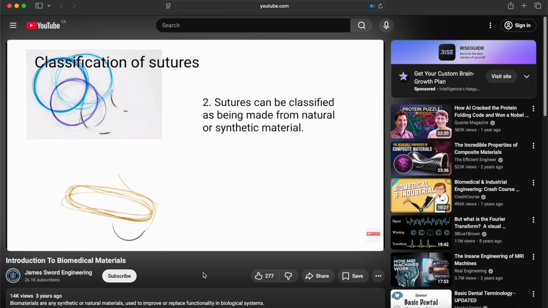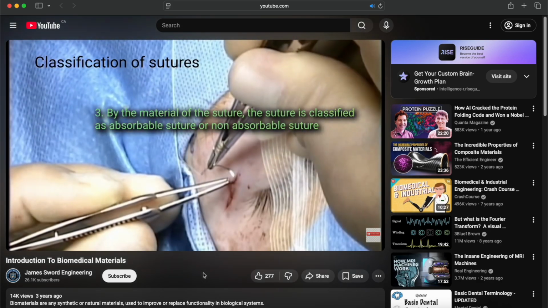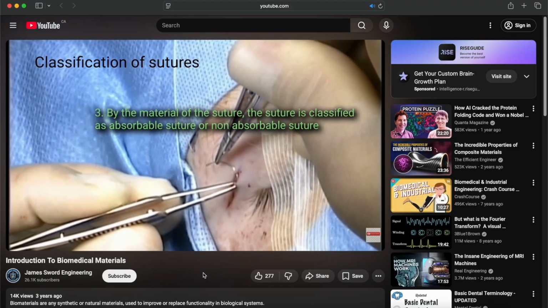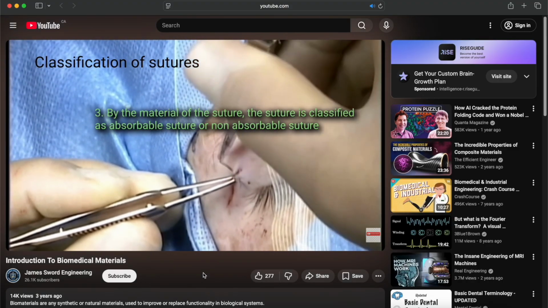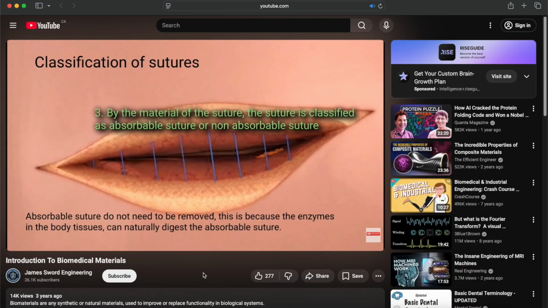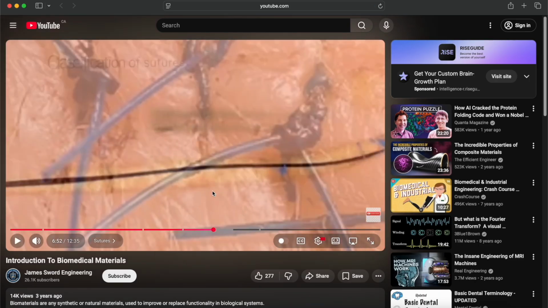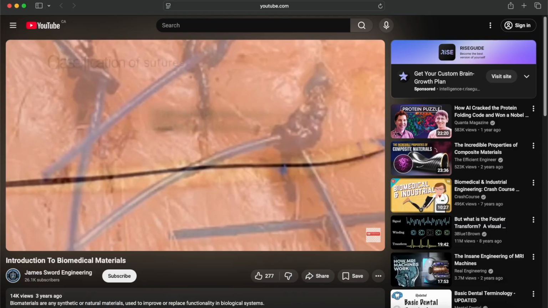Secondly, sutures can be classified as being made from natural or synthetic material. Thirdly, by the material of the suture. The suture is classified as absorbable or non-absorbable. Absorbable sutures do not need to be removed. This is because the enzymes in the body tissues can naturally digest the absorbable suture. That was the classification of sutures. We've had those for a while.